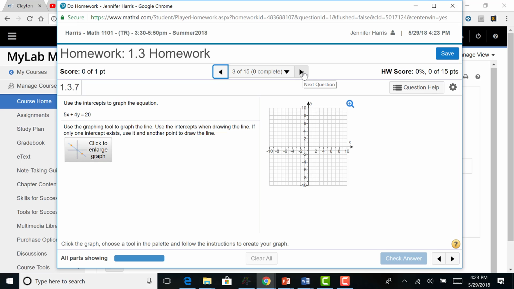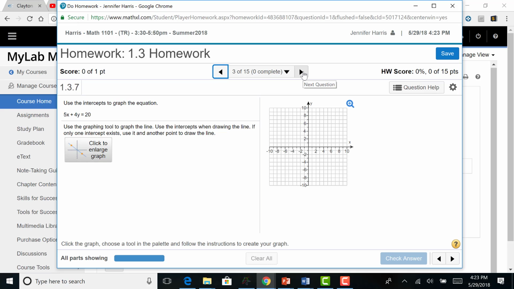Put your first point on what axis? On 3, on what axis? On the y-axis, because it's called the y-intercept, so it better be on the y-axis. So I'm going to go 1, 2, 3, and put a point. We okay? All right, what's the slope?